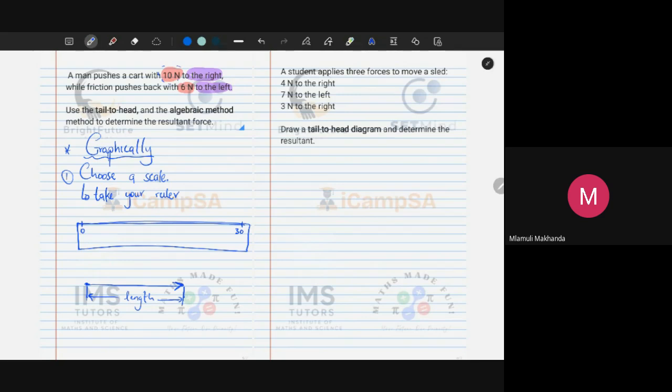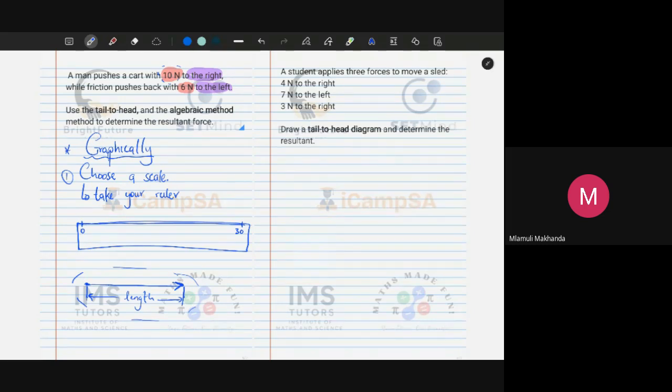You do that so that if you measure the vectors you've drawn, and one is 10 centimeters, another one is 6 centimeters, another one is 3 centimeters, in your head that is actually 10 newtons, 6 newtons, 3 newtons, and so on. All right, so obviously you choose a scale that will allow you to draw the vector big enough, but also small enough to fit in your ruler.